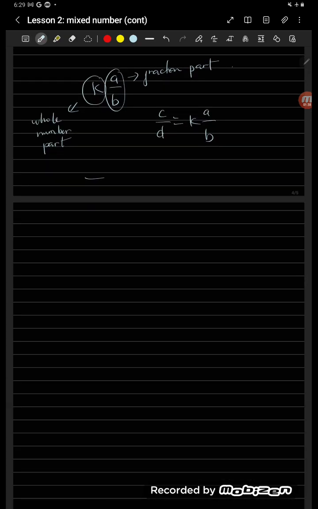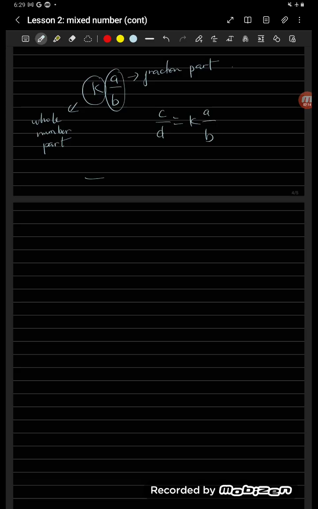correct, properly. Whenever you convert from a fraction into a mixed number, always remember to check if a is smaller than b or not. If it is smaller than b, then you are going in the correct direction. If a is still bigger than b, then you need to do some more work. Or when you do division, the remainder is greater than the divisor, and that is wrong.